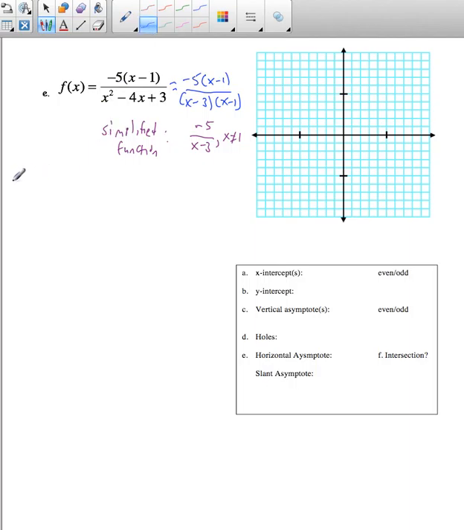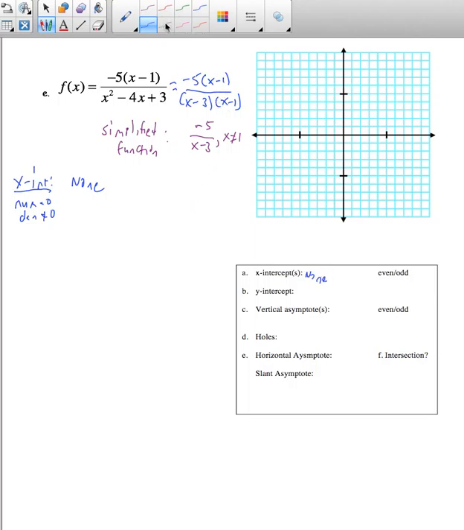Let's find the x-intercept. The x-intercepts occur when the numerator equals 0, but the denominator is not equal to 0. In this case, it looks like we might have an x-intercept where x is equal to 1, but x equals 1 is excluded from the domain, so we don't have any x-intercepts, none.